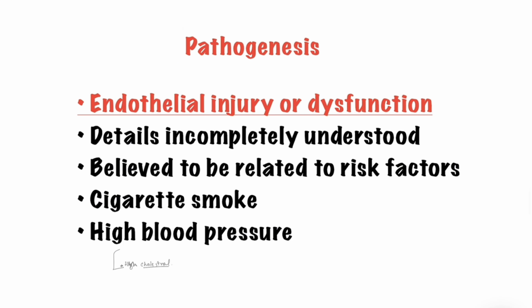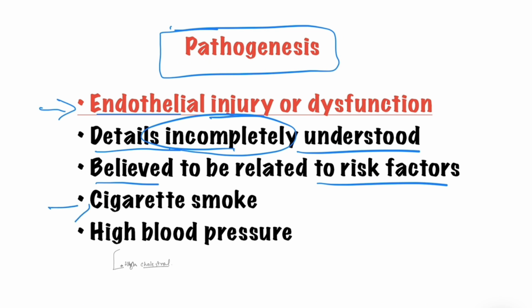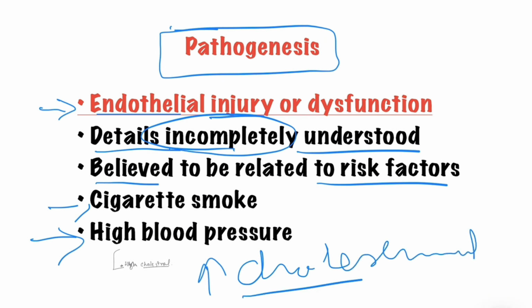The pathogenesis of atherosclerosis is unknown. Nobody knows exactly how it happens. In atherosclerosis, there is endothelial injury or dysfunction. The details of atherosclerosis are incompletely understood, and it is believed to be related to risk factors. There are some factors which increase the risk, like cigarette smoke, high blood pressure, and high cholesterol. They increase the risk of atherosclerosis.